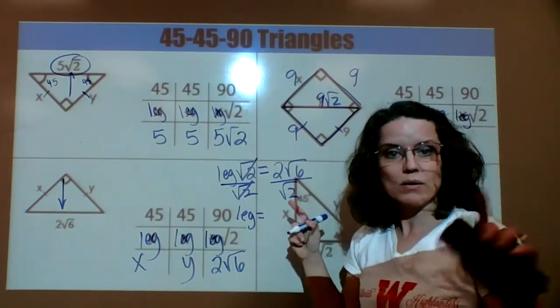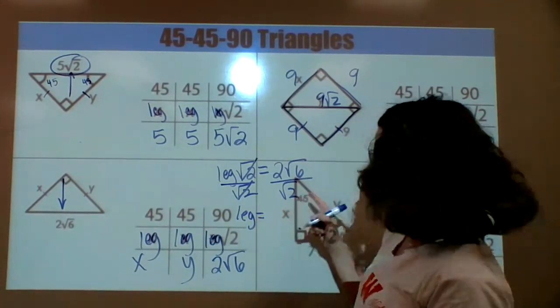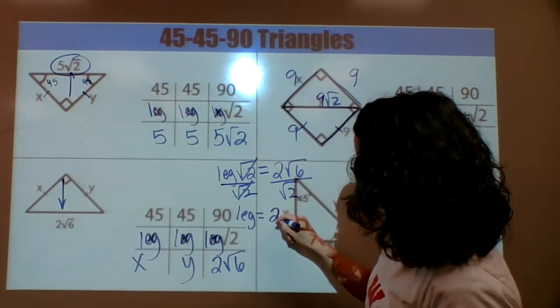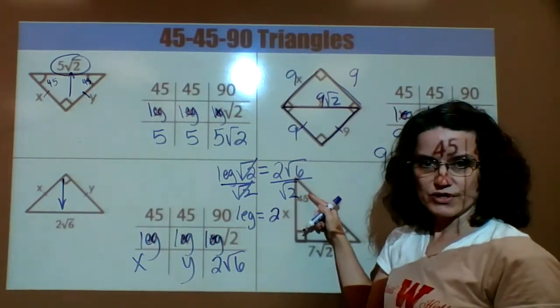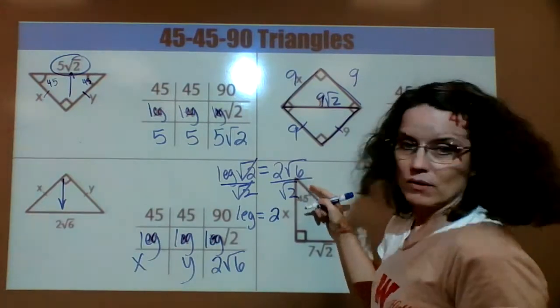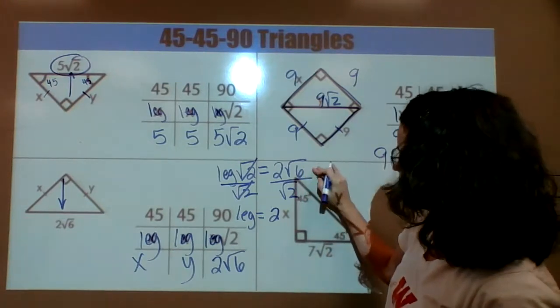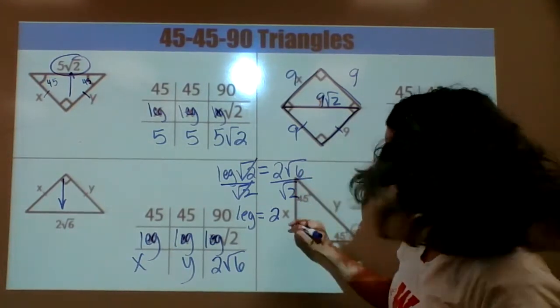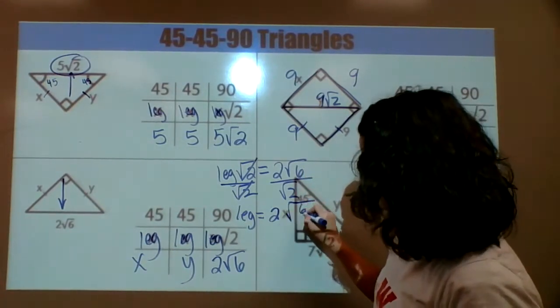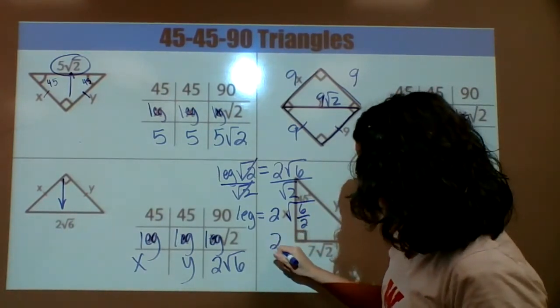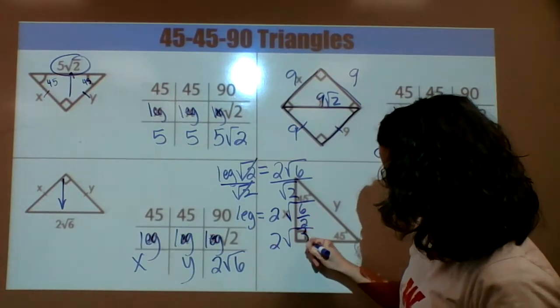Now I have to work this problem, and this is where what we learned with the rules for radicals is going to help us. I've got 2 radicals here, so I've got 2 root 6 over root 2. Remember when we do the radicals, we can divide the radicals. So root 6 divided by root 2 is just going to be the square root of 6 divided by 2. Well, the 6 divided by 2 is just 3.